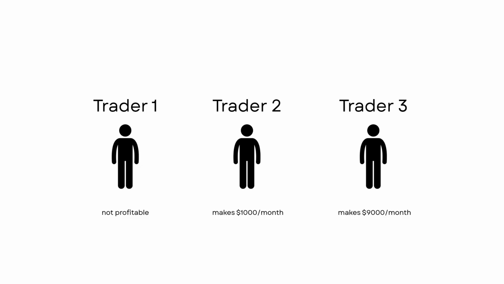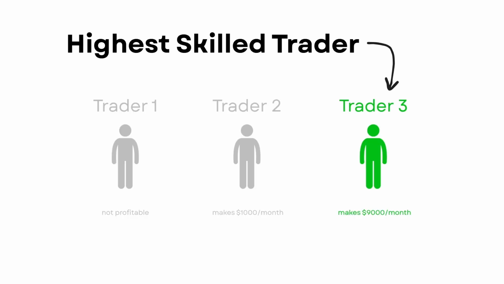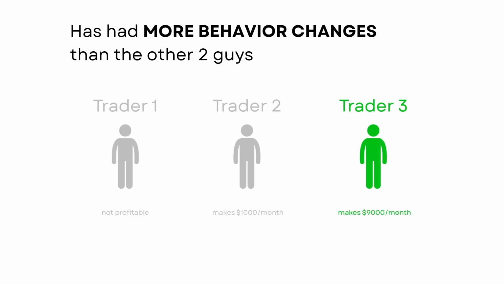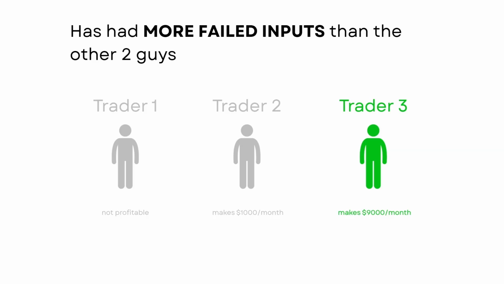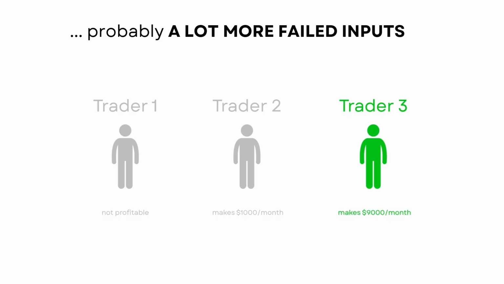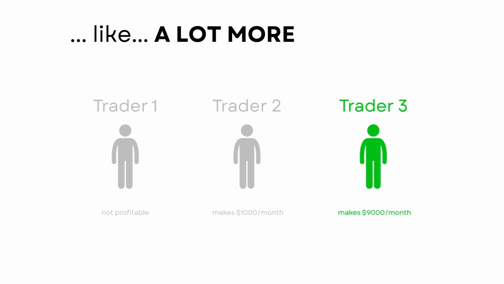Because look, if we have 3 traders, the first one is not profitable, the second one makes $1,000 a month, and the third one makes $9,000 a month, so we've got the highest skill trader. This is who we're going to be talking about. The difference between him and the other 2 guys is that he has more behavior changes that he's done compared to the other 2 guys. He's probably collected way more insights than the other 2 guys as well. And also, he has had a lot more failed inputs than the other 2 guys. Probably a lot more.